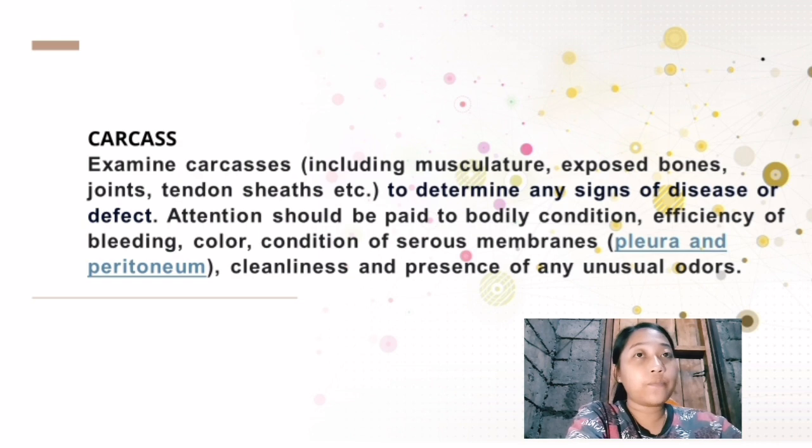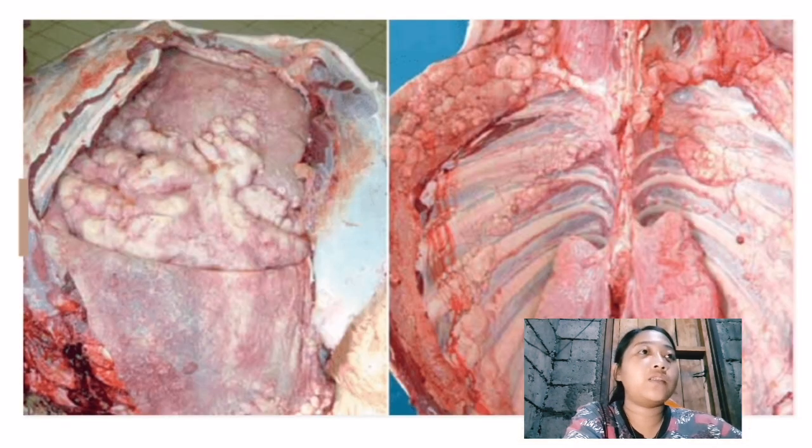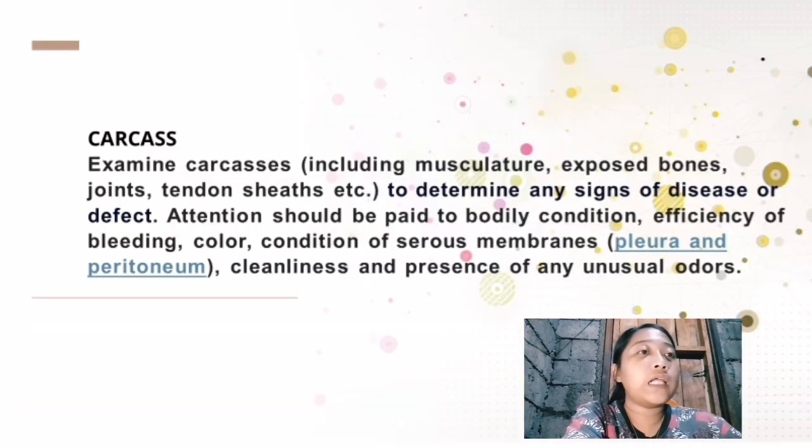So in carcass, we have to examine the carcasses including the musculature, exposed bones, joints, tendon sheaths, and etc. to determine any signs of diseases or defect. Attention should be paid to bodily condition, efficiency of bleeding, color, condition of serous membranes such as pleura and peritoneum. So this is the picture of the pleura and peritoneum. This is the view. Cleanliness and presence of any unusual odors.